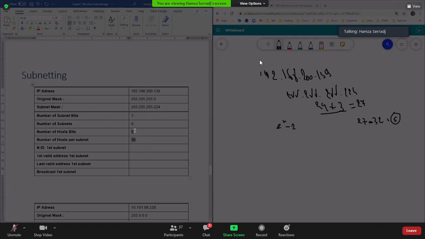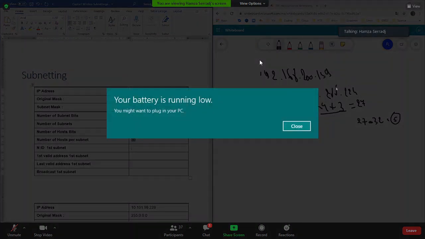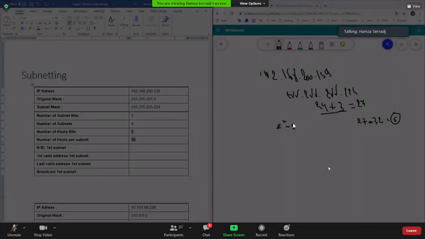So I have 8 subnets, and in each subnet I can have 30 valid addresses. So I can put 30 computers in each different subnet. Network ID for first subnet. First subnet is easy, right?